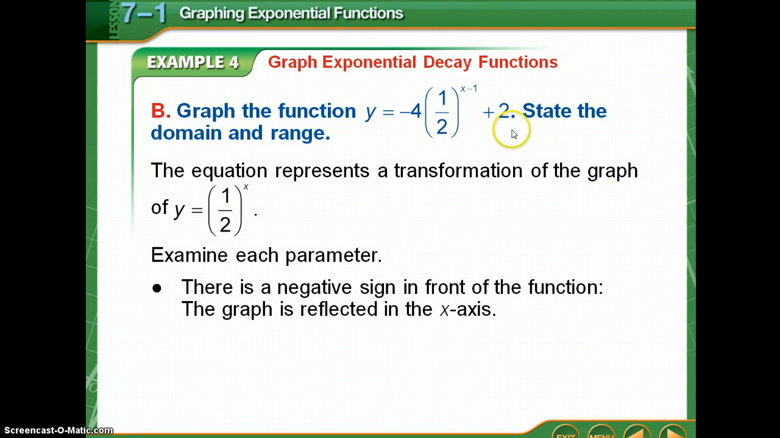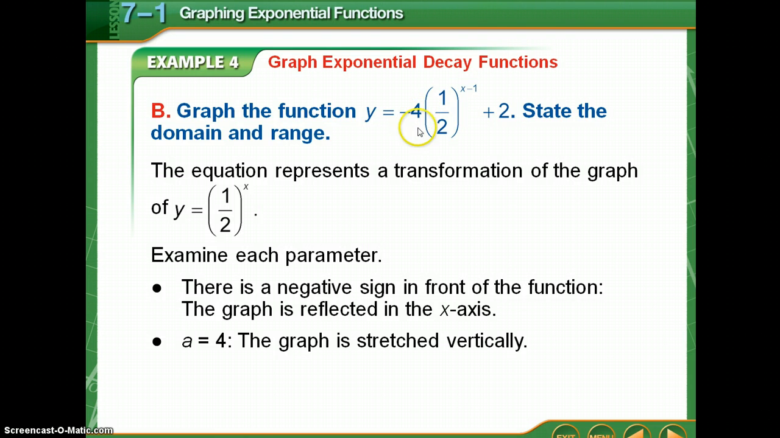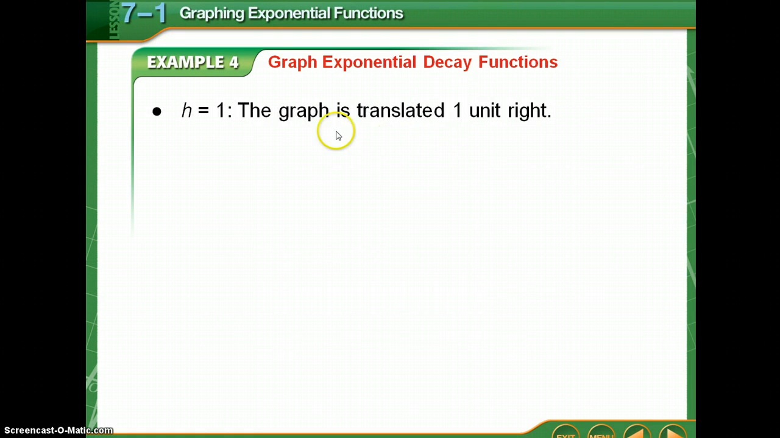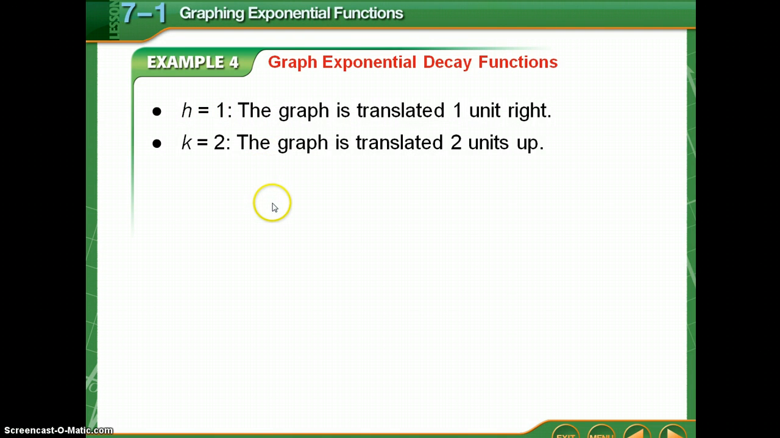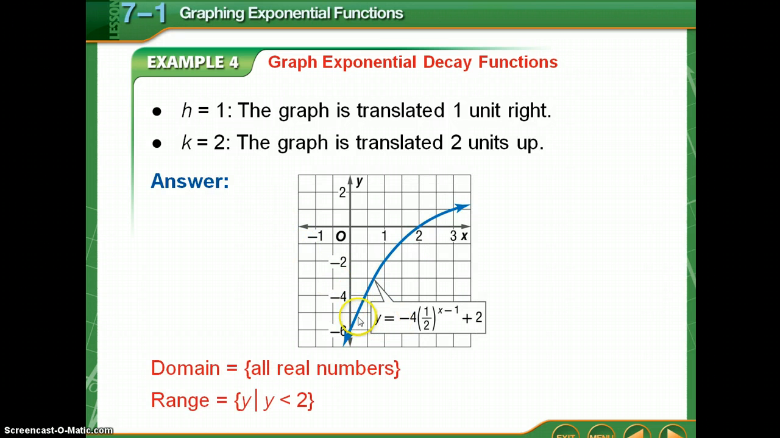Notice there's a negative sign in front of a. So that means that this graph is going to be reflected in the x-axis. A is 4, so that's greater than 1, so we know it's going to be stretched vertically. H is 1, so the graph is translated 1 unit to the right, and K is 2, so it's going to be translated 2 units up. So after plotting all those values, we graph in a smooth curve. The domain is all real numbers, and the range is y, such that y is less than 2.